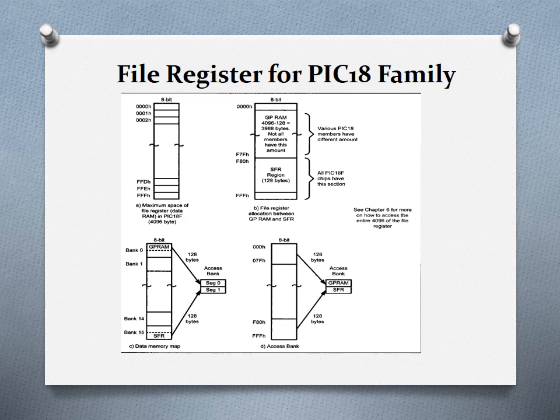So this is another diagram to show the file register of PIC 18. So you can see some range. For example, we should understand that the RAM, in the case of PIC18, is 4K, whereas the read-only memory is about 2 MB. So the range of address also may change.